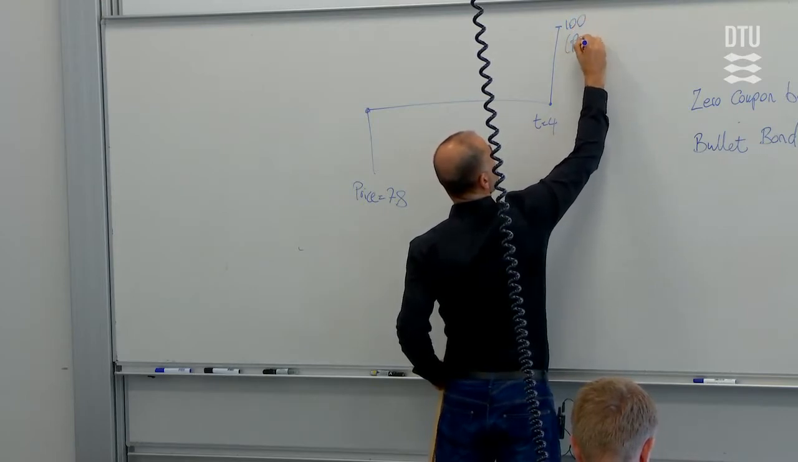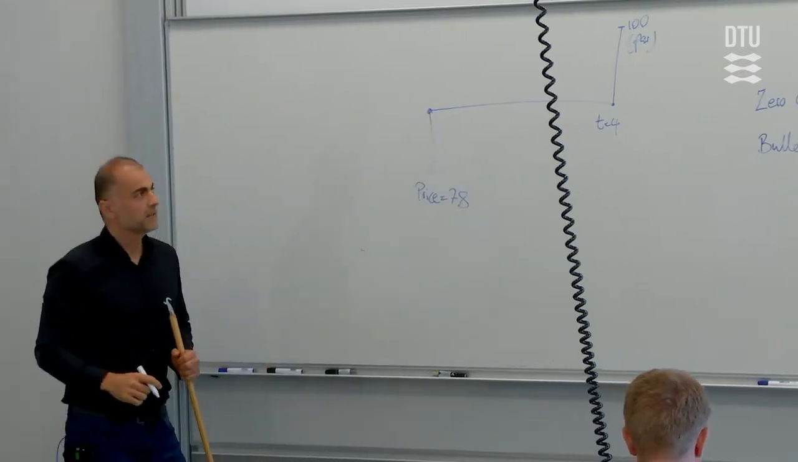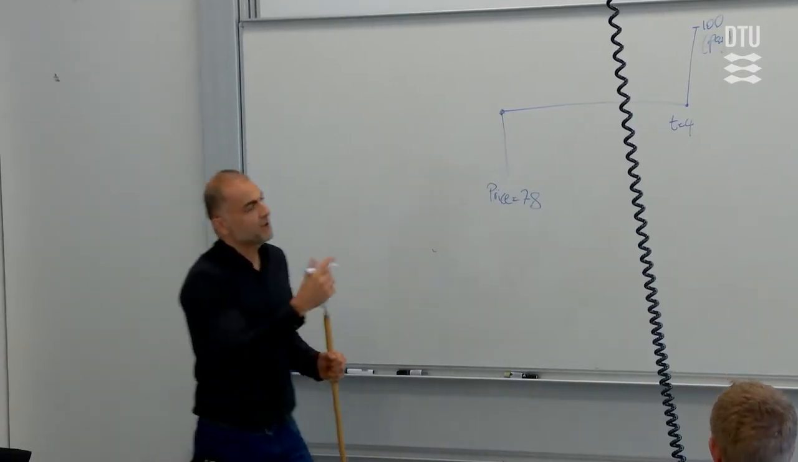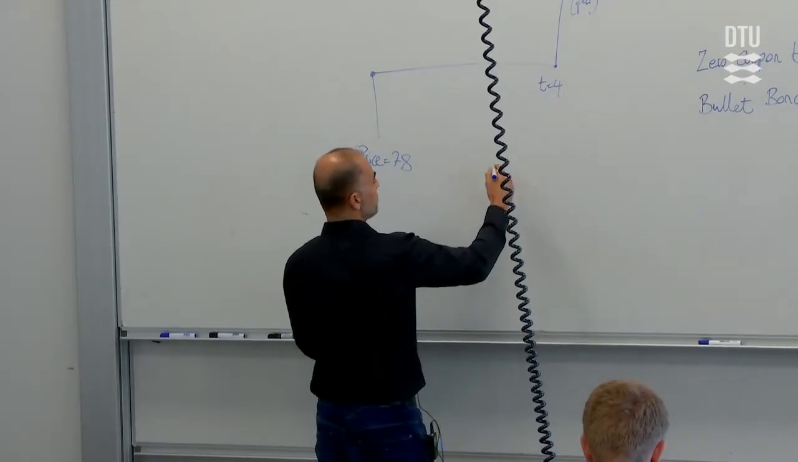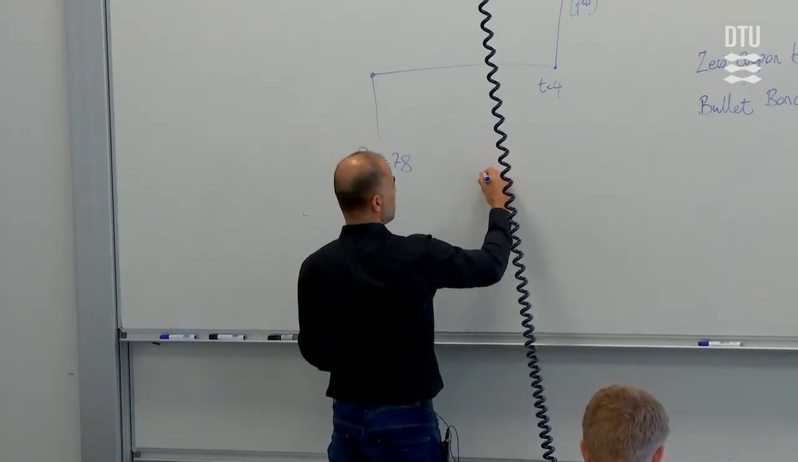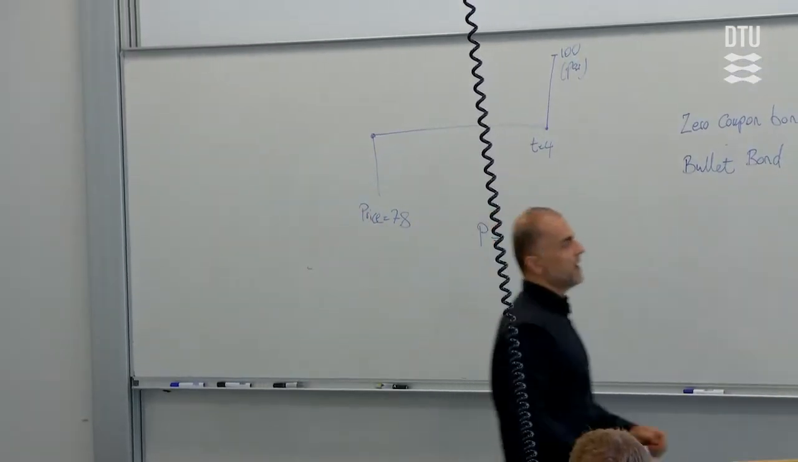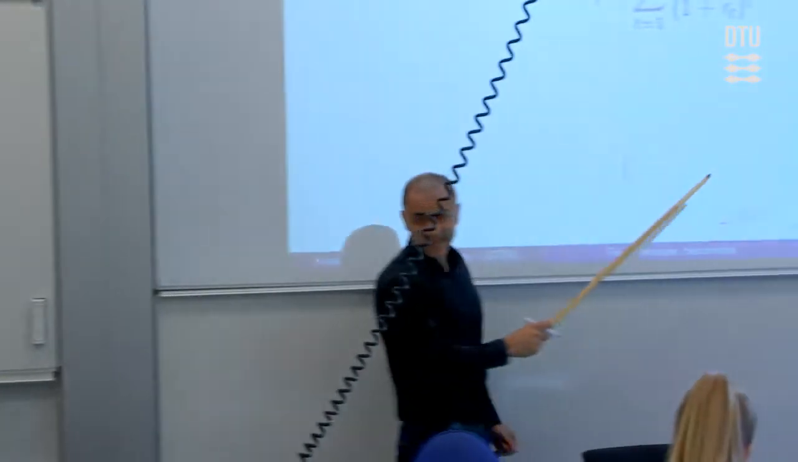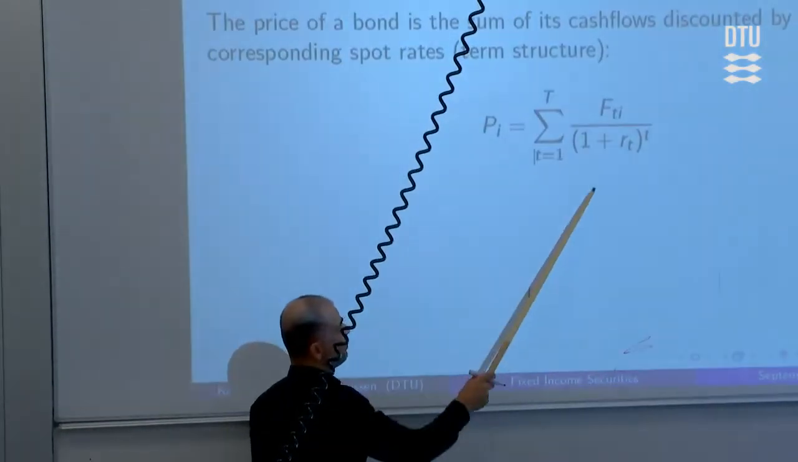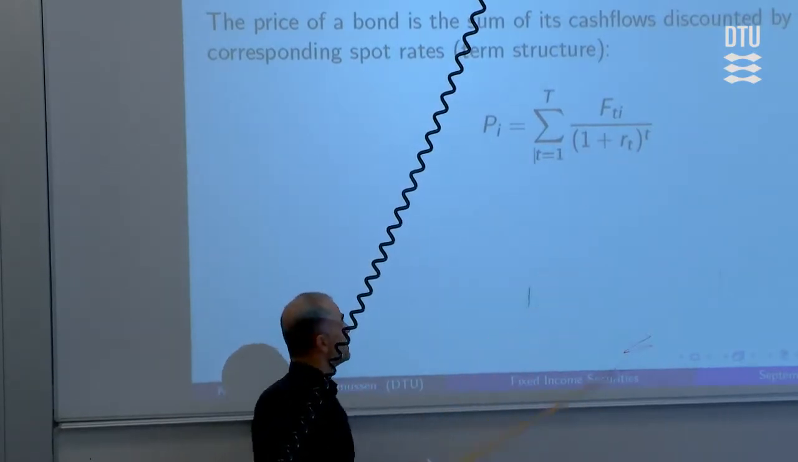I receive the face value at par, which is 100, right? So now here comes the price formula for a bond, which looks like this. The price of this particular bond is equal to the sum of discounted cash flows. F stands for the cash flow of the bond, and 1 plus R_T, I'll get back to what that is in a second.